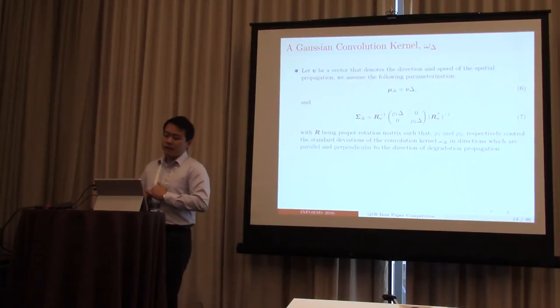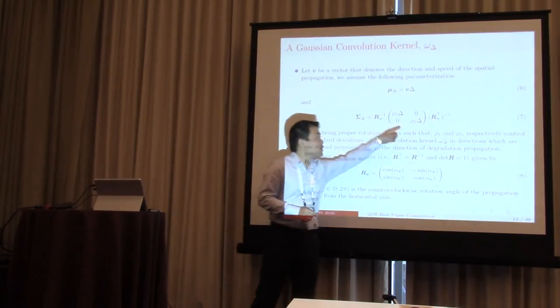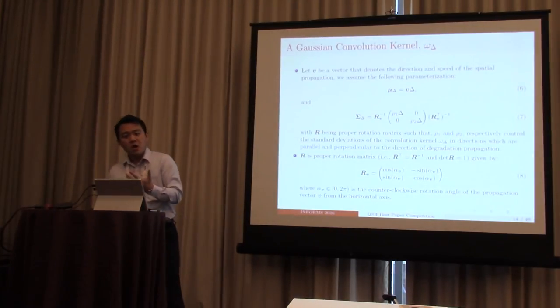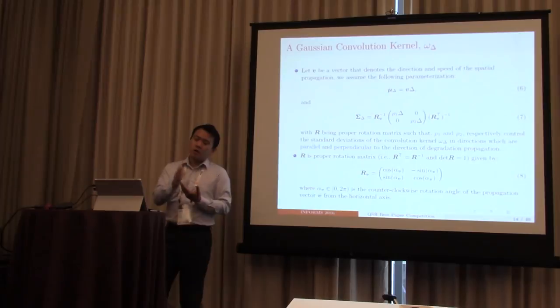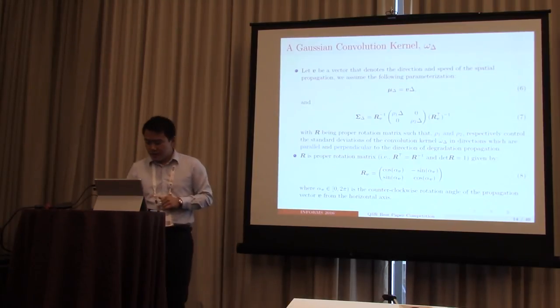We're going to parameterize this rotation matrix R such that row 1 and row 2 respectively control the standard deviation of the convolution kernel parallel and perpendicular to the propagation direction. So this is how we make the assumptions about this convolutional process.